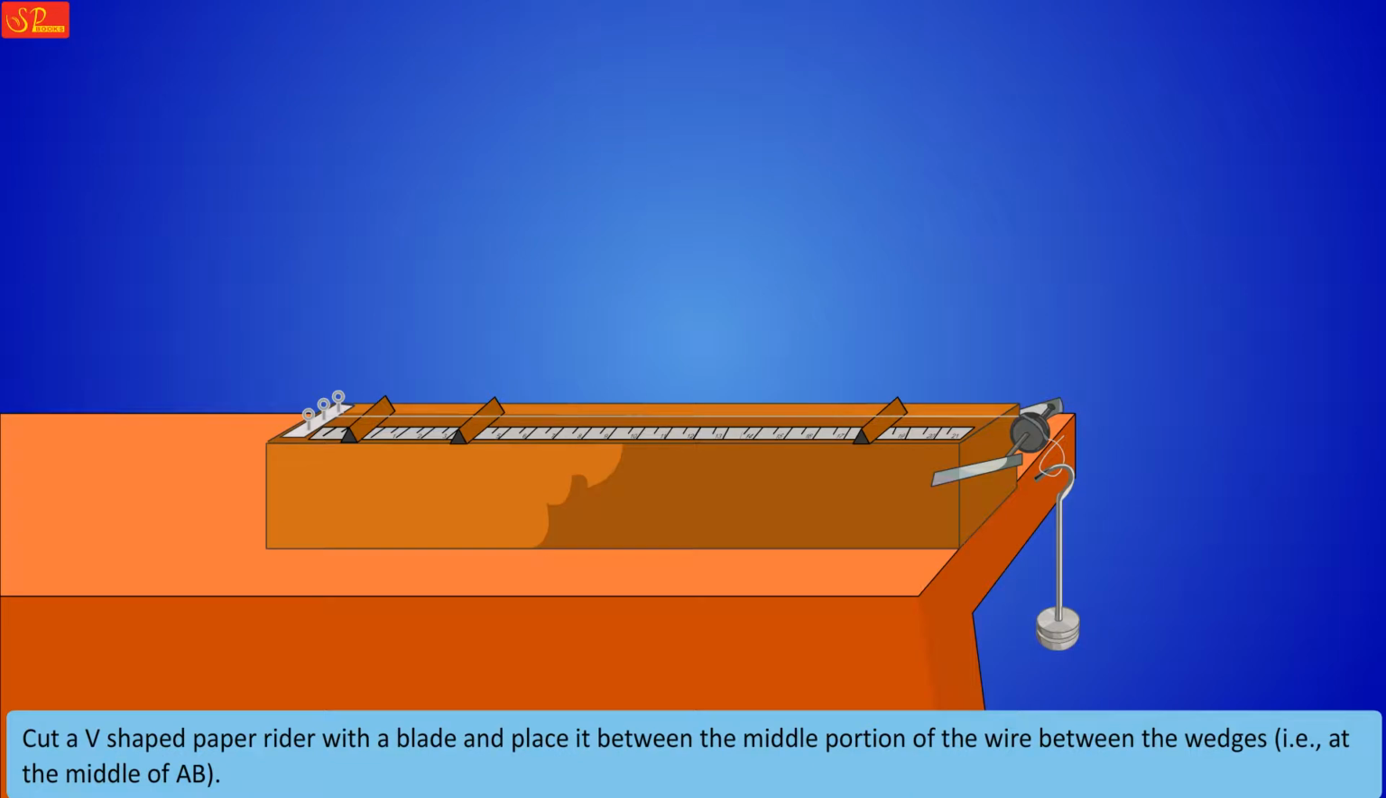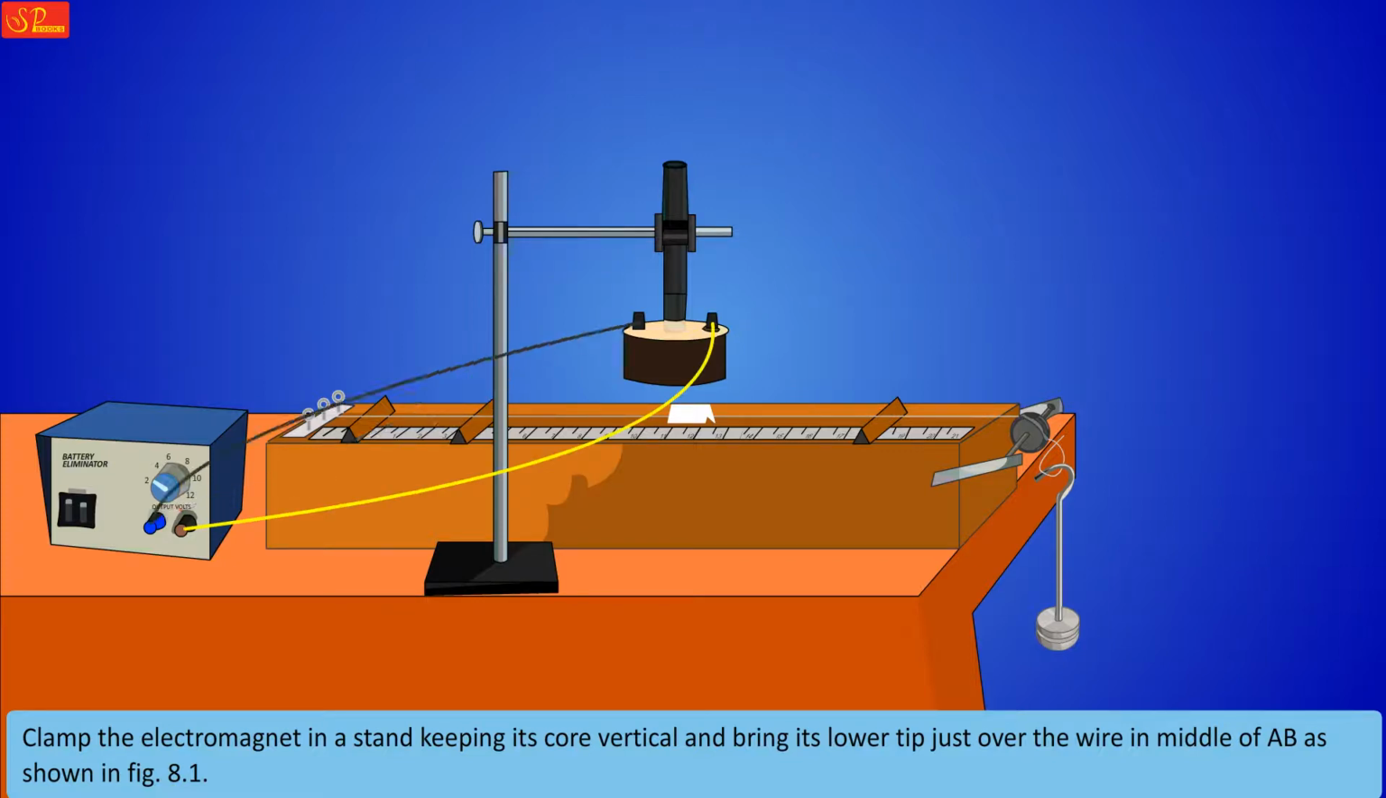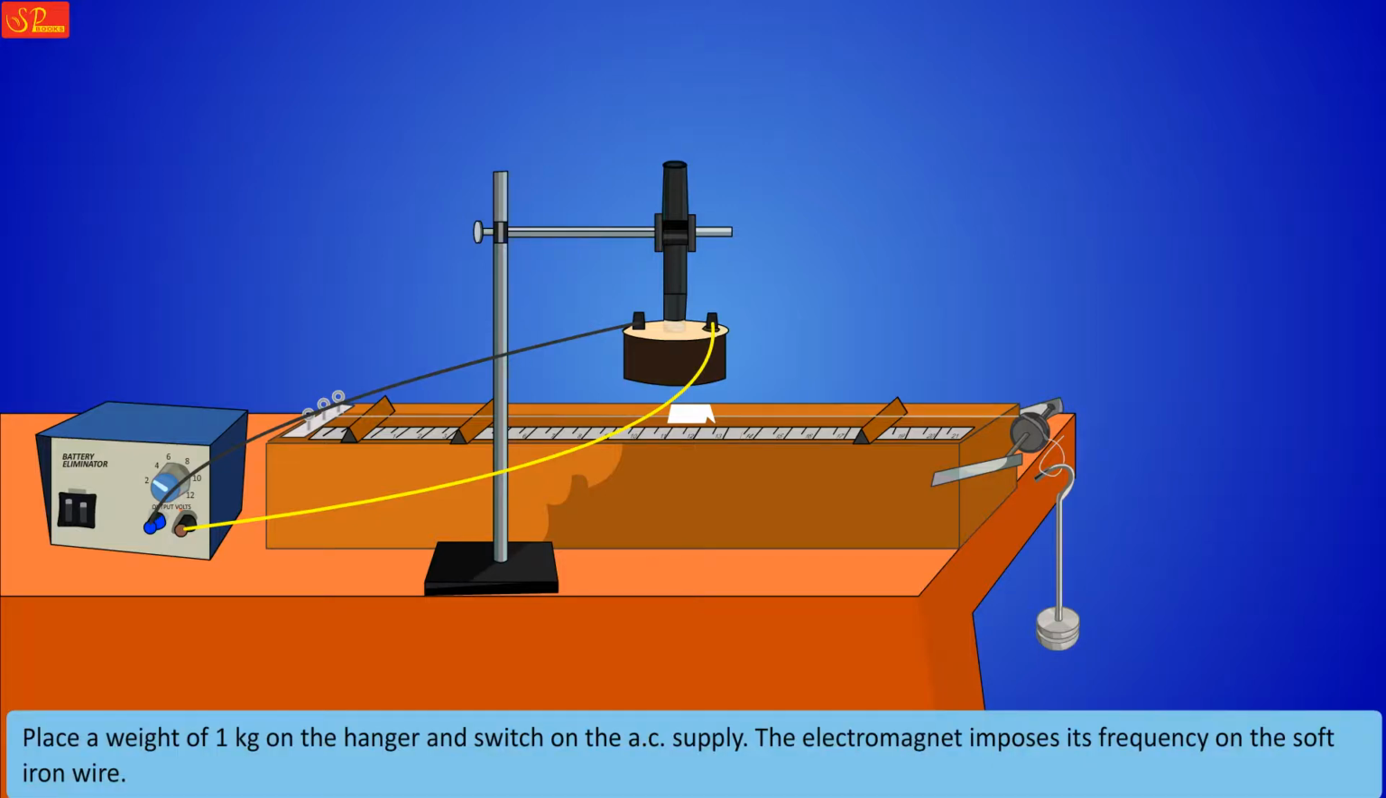Cut a V-shaped paper rider with a blade and place it on the middle portion of the wire between the wedges, for example at the middle of AB. Clamp the electromagnet in a stand keeping its core vertical and bring its lower tip just over the wire in the middle of AB as shown in figure 8.1. Place a weight of 1 kg on the hanger and switch on the AC supply.